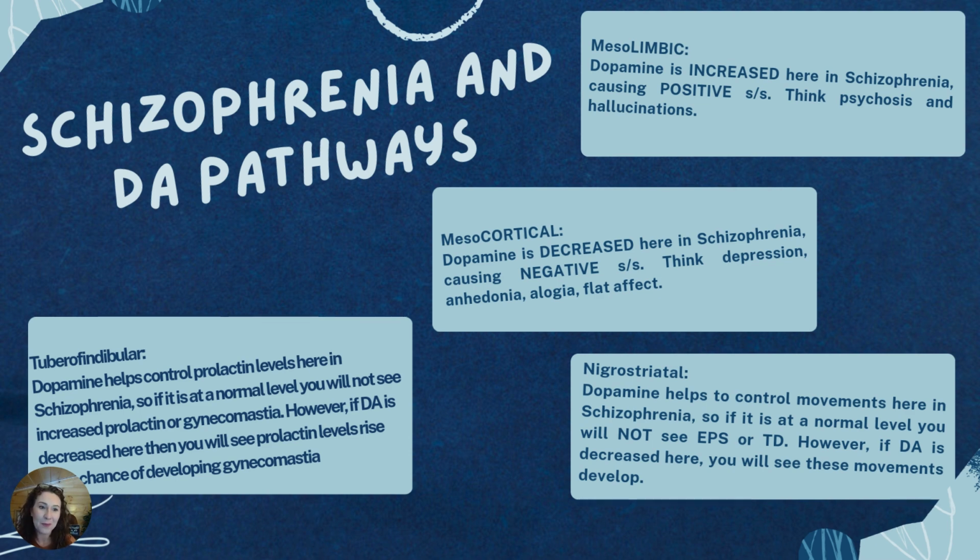Tuberofundibular. So remember my little way to remember this. Tuberofundibular, tube socks, boobs, prolactin, gynecomastia. That is how I remember it. Dopamine helps control the prolactin levels in this area. So if you start an antipsychotic, you're going to be decreasing the dopamine all around. It's going to hit this tuberofundibular area. Your dopamine is decreasing, which means your prolactin levels are going up. You can have gynecomastia, increased prolactin levels. So tuberofundibular, tube socks, prolactin. That's how I remember it.